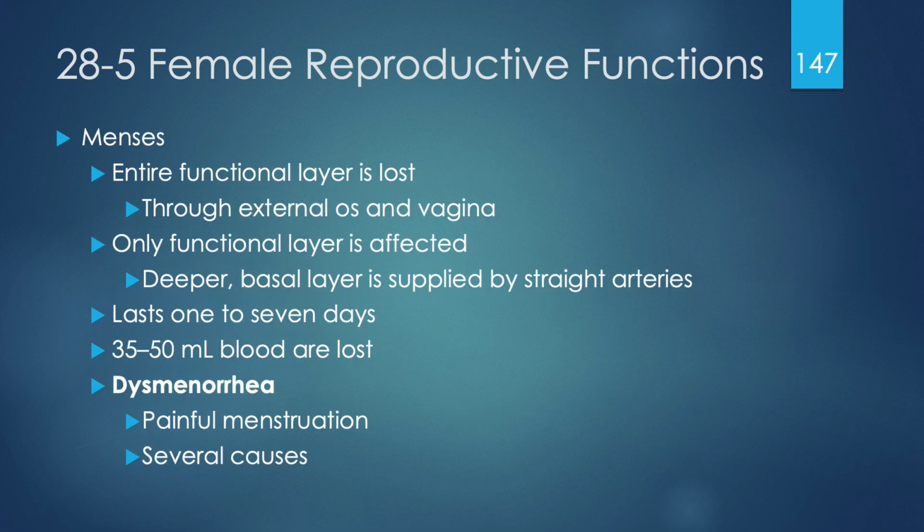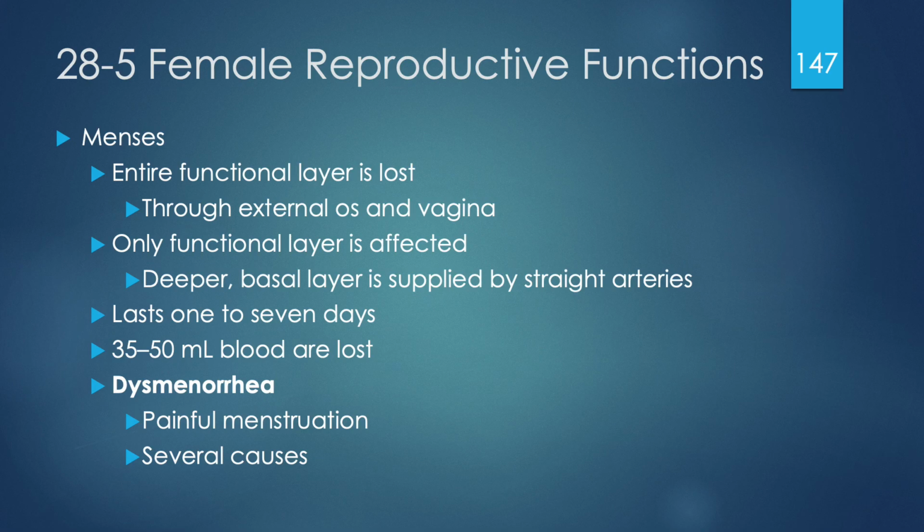During menses, the entire functional layer throughout the endometrium is lost, and this is shed through the external os of the cervix and the vagina. So only the functional layer is affected here by menses. The basal layer, which is deep to the functional layer, is supplied by the straight arteries and is therefore unaffected by this process. Menses can last between 1 to 7 days, and during this time, a range of between 35 to 50 milliliters of blood are lost.